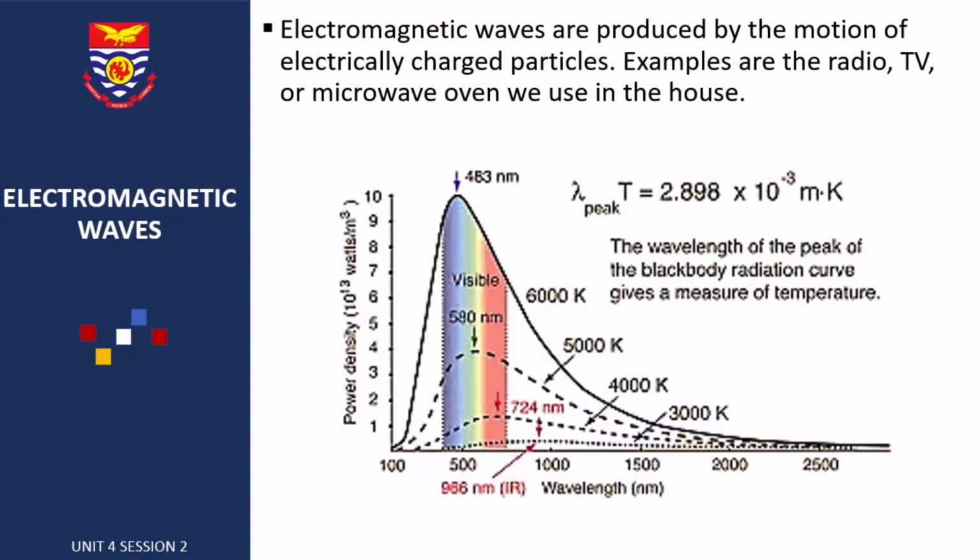Note that hotter objects emit more energy than cooler objects at every wavelength, and that hotter objects emit most of their energy at shorter wavelengths than cooler objects.